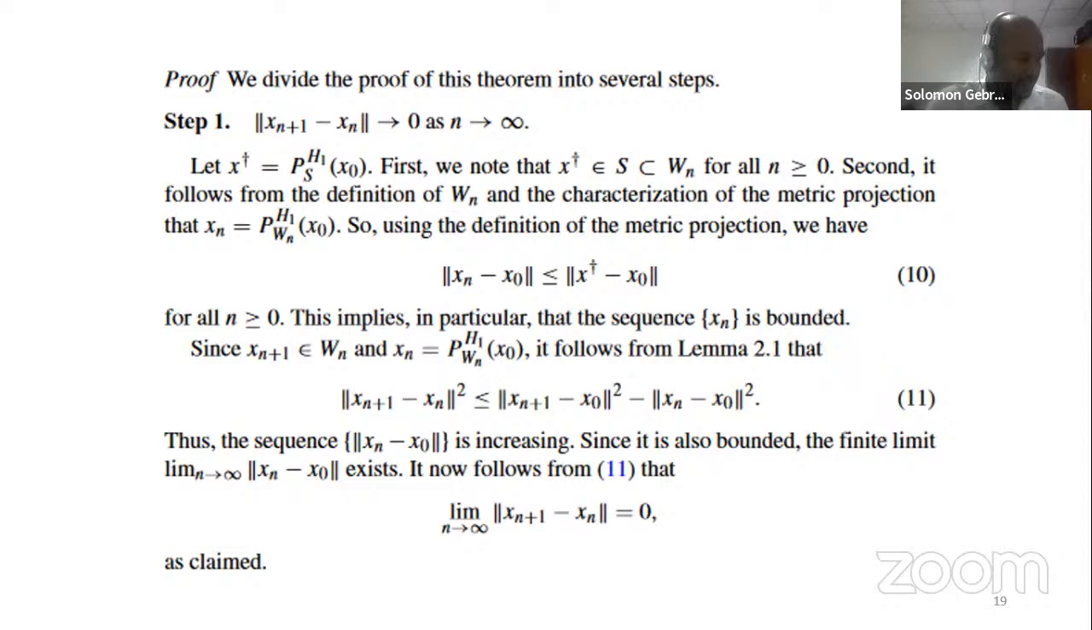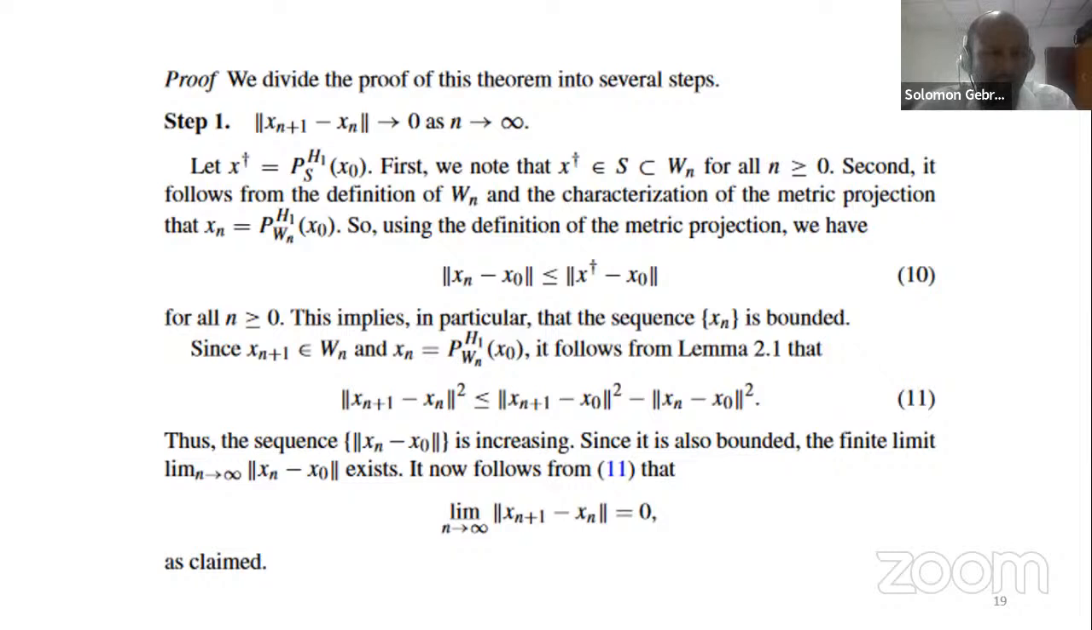Later we have to show that the sequence of the norm of X0 minus Xn is increasing. So using the boundedness property and the increasing property, we can see the existence of the limit. And finally, we have to show that this sequence converges to zero. For this we use the properties of the metric projection. So first we let X† be equal to the projection of X0 from the Hilbert space H1 onto S.